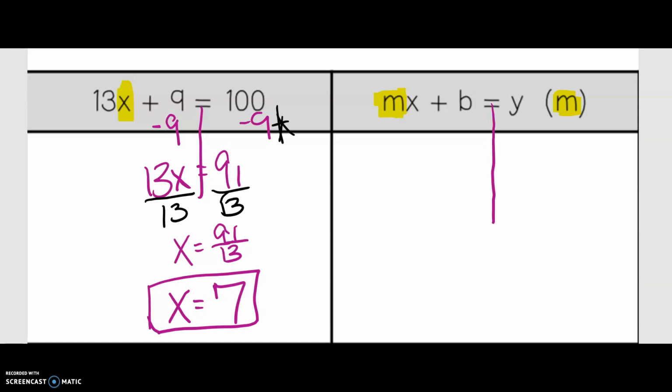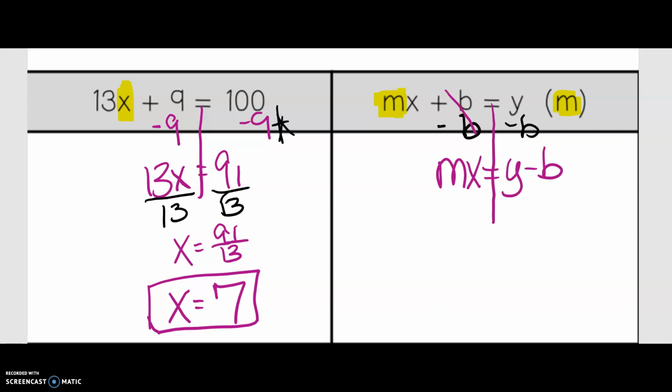We use either addition or subtraction to get rid of what was being added or subtracted on to the side with the variable. So I'm going to do the same thing on the right, but now instead of a 9, we have a b. So instead of plus b, it's going to be minus b. And of course, I need to do that on both sides of my equation. And when I do that, my b's are gone because b minus b is 0. And I have m times x is equal to y minus b.